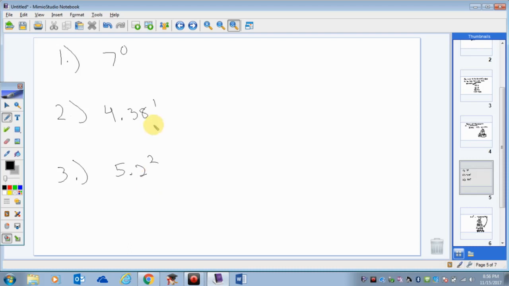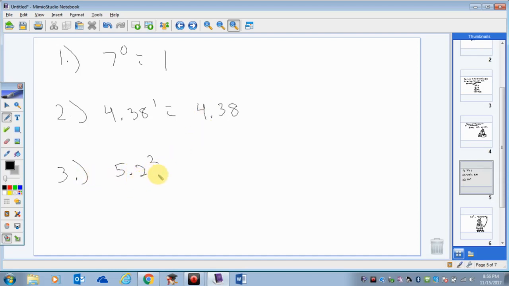Alright, should have these worked out by now. If you remembered the beginning of the video, any number with an exponent of 0 is equal to 1. So that's all you have to do there. Number 2, any base to the exponent of 1, the answer is going to be what the base is. So 4.38 to the first power is 4.38. So I'm done there.